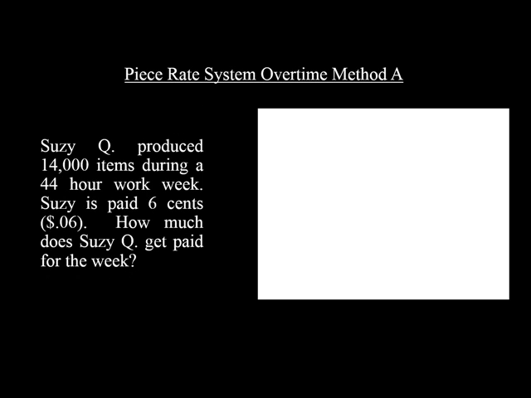Piece rate system overtime method A. Susie Q produced 14,000 items during a 44-hour work week. Susie is paid 6 cents per item. How much does Susie Q get paid for the week?